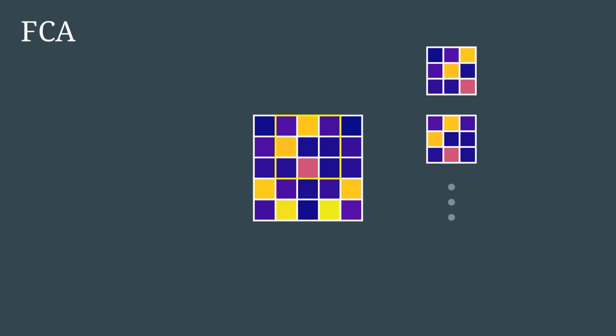Our algorithm, named Feature Correspondence Analysis, or FCA, works as follows. To obtain the anomaly score for a pixel location in the feature maps, we will look at all neighboring patches of a fixed window size.